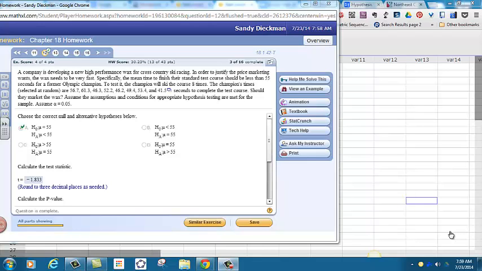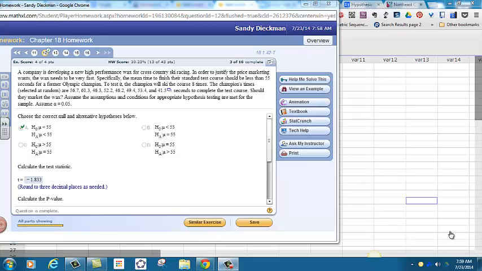This problem will demonstrate hypothesis testing from Chapter 18, a problem similar to number 12 on your homework. A company is developing a new high-performance wax for cross-country ski racing. In order to justify the price marketing wants, the wax needs to be very fast. The mean time to finish their standard test course should be less than 55 seconds for a former Olympic champion. The key words there are "less than."